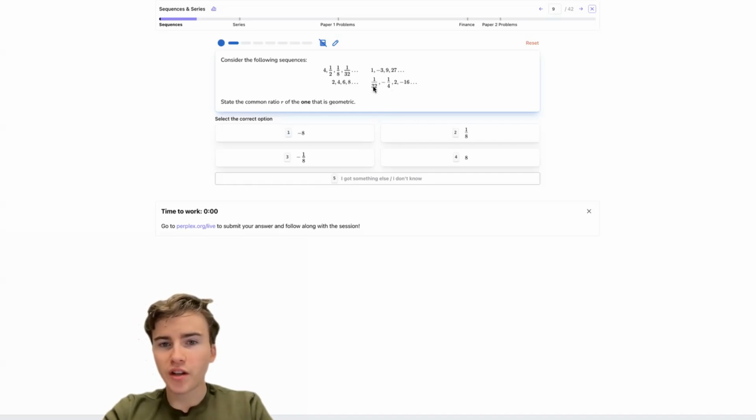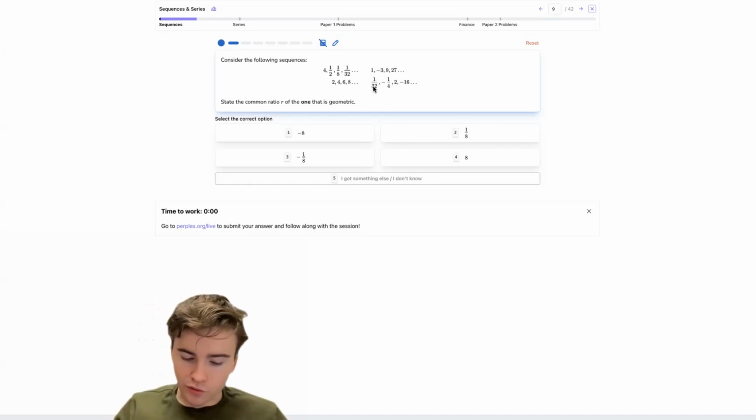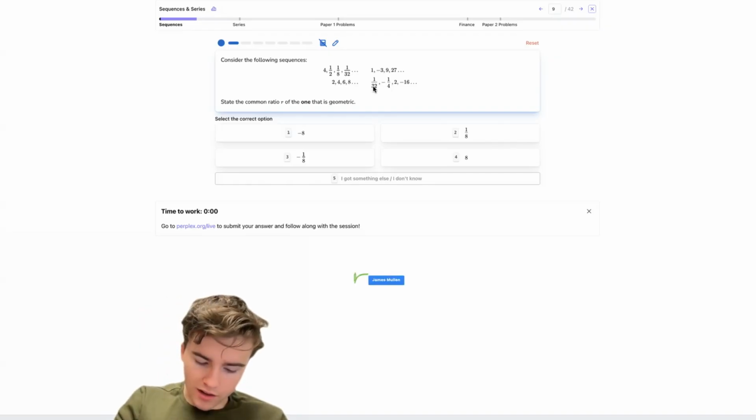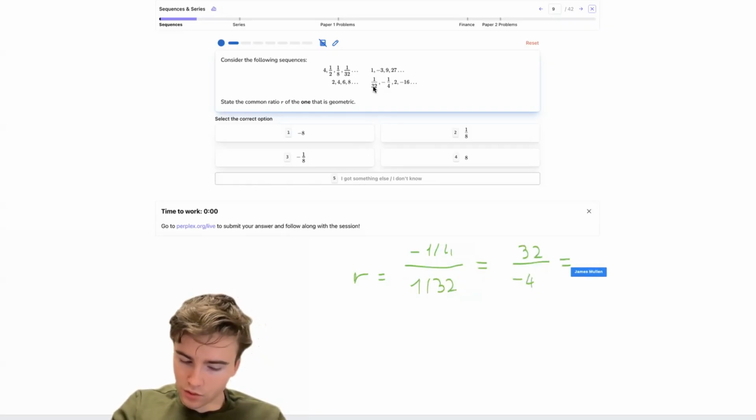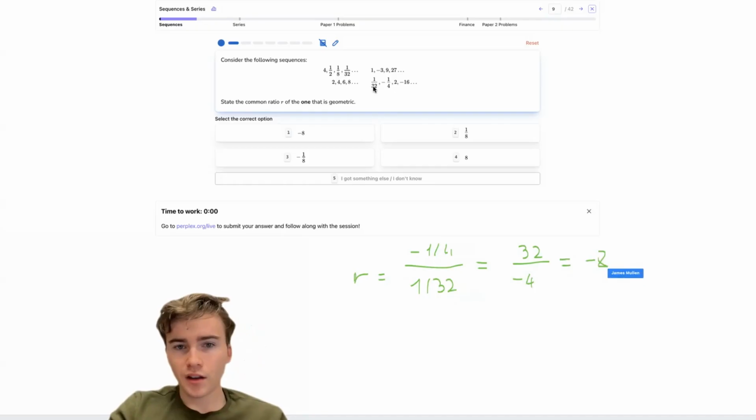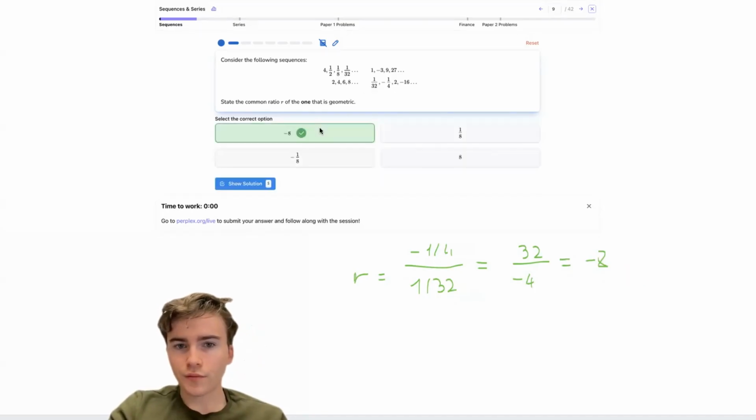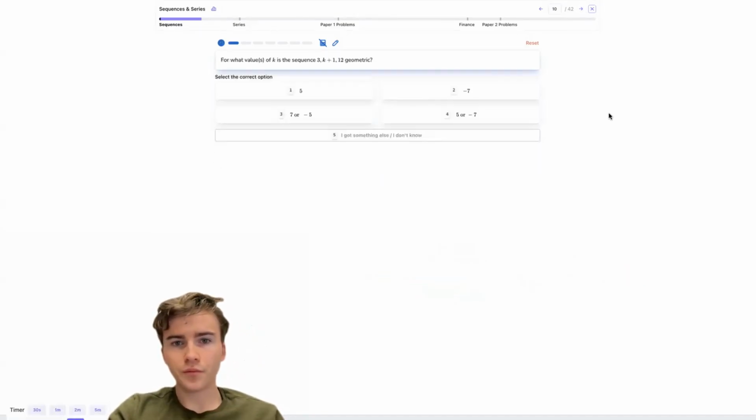I go from 1 over 32 to minus 1 over 4. And this is maybe a little bit harder to see what the ratio is, so I'm going to write it out. r is equal to minus 1 over 4 over 1 over 32. That is equal to 32 over minus 4, which is equal to minus 8. That is option 1. Okay, next question.